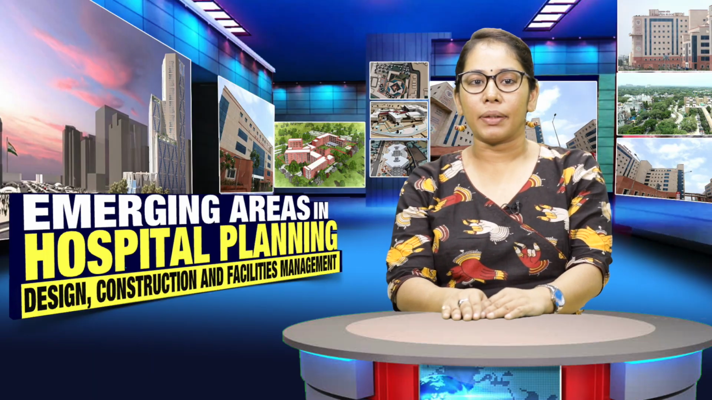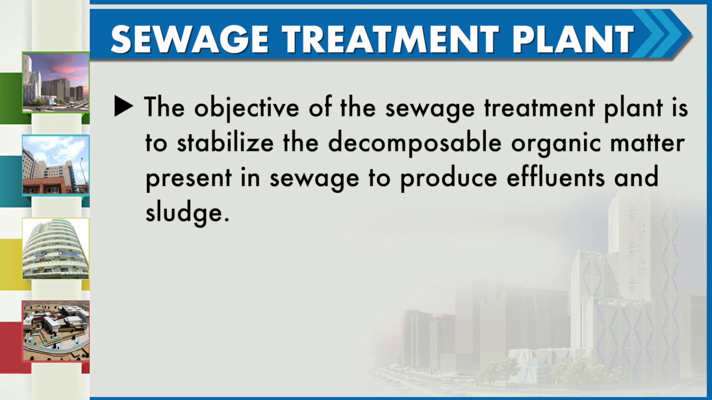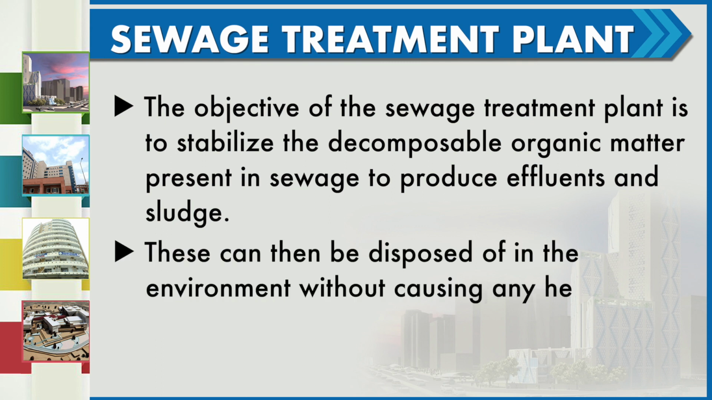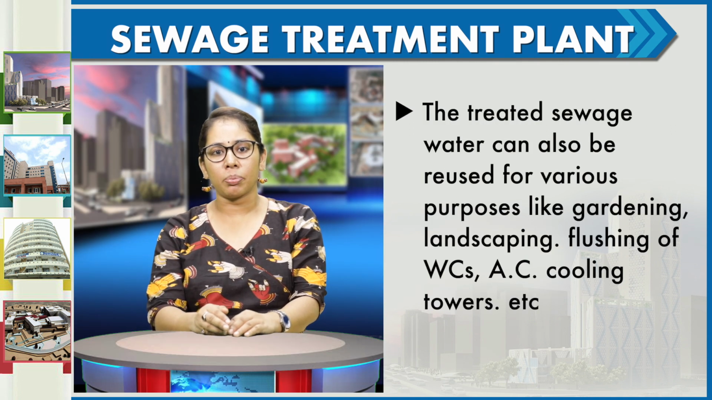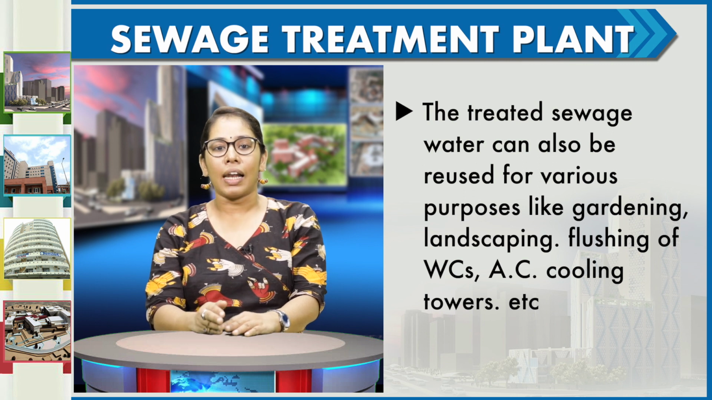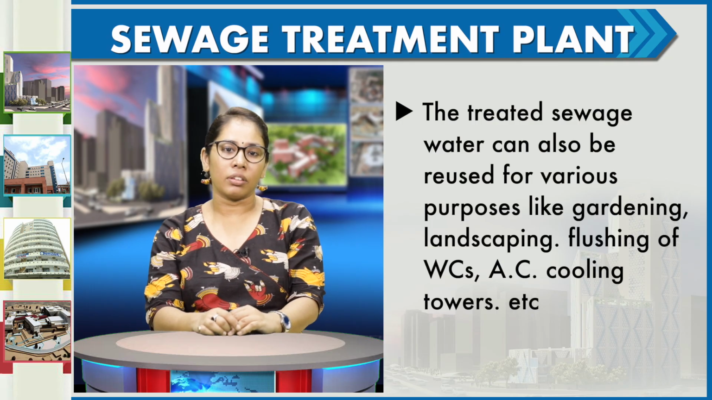Sewage treatment plant. The objective of a plant here is to stabilize the decomposable organic matter present in sewage to produce effluents and sludge. These can be then disposed of in the environment without causing any health hazards or nuisance. The treated sewage water can also be reused for various purposes like gardening, landscaping, flushing of WCs, AC cooling towers and many others. Coming to medical gas supply system.